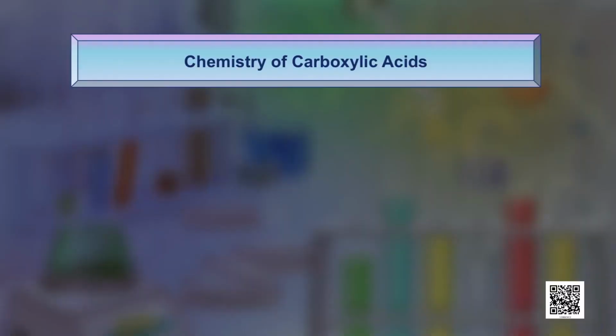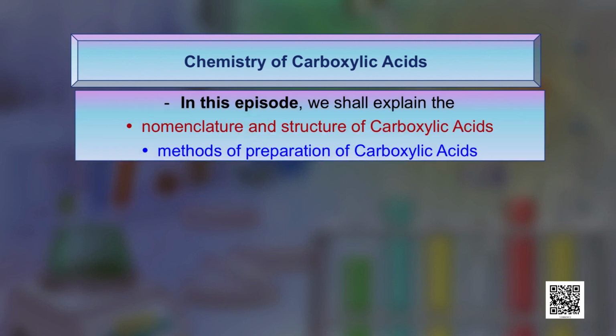Welcome learners to this third session on aldehydes, ketones and carboxylic acids based on unit 12 of class 12th chemistry book part 2. Now, in this session and in the next session of this series, we will be discussing the chemistry of carboxylic acids. In this session, we shall explain first the nomenclature and the structure of carboxylic acids, and then we will focus on the methods of preparation of carboxylic acids.